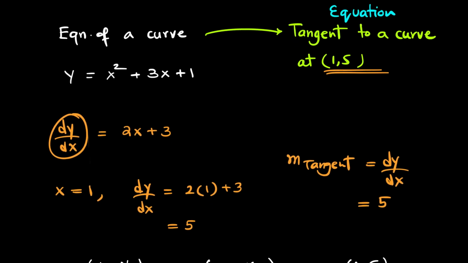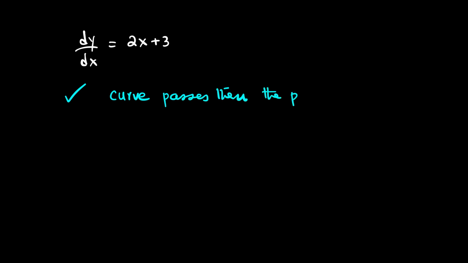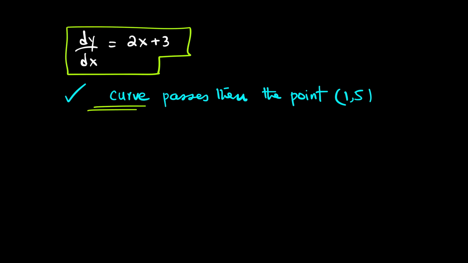Now, let's do the reverse. What if the question is: dy by dx is given as 2x plus 3? The second piece of information is that the curve passes through the point (1, 5). So we are given the gradient function. We are given the info that the curve passes through the point (1, 5). What is the question being asked? The question being asked is: find the equation of the curve.